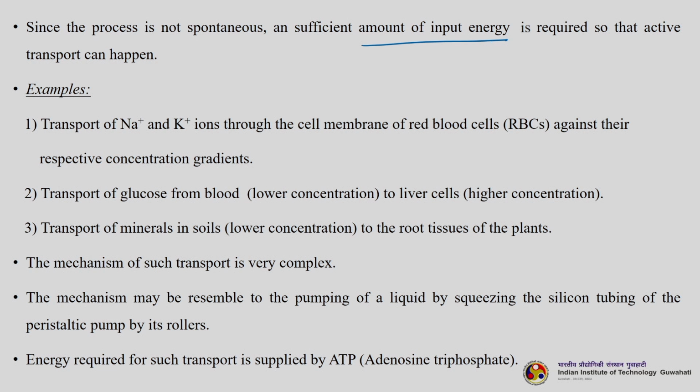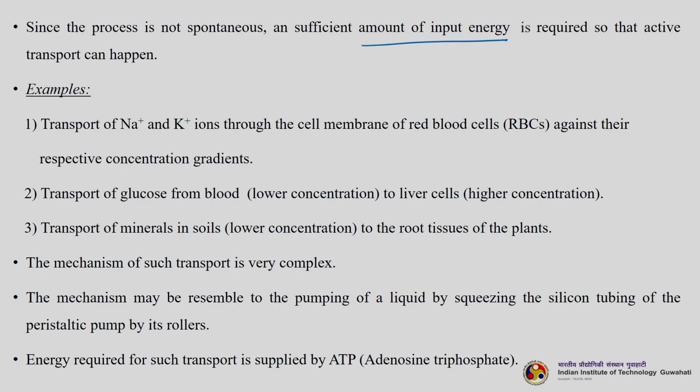Now, there are a few examples I have listed down. The first one is transport of sodium and potassium ions across the cell membrane of red blood cells against their respective concentration gradients. The second is transport of glucose from blood, where it is usually in lower concentration, to the liver cells, where glucose is already present in higher concentration, so it is against the concentration gradient. Then, transport of minerals in the soil, present in lower concentration, to the root tissues of plants, where the minerals are already present in higher concentration, against the concentration gradient.